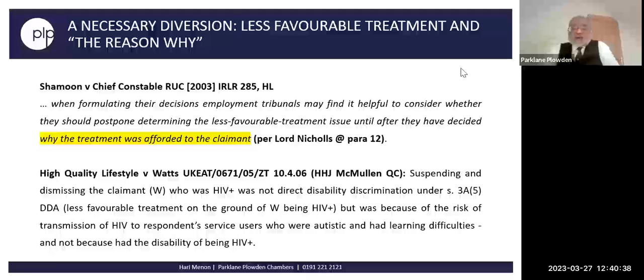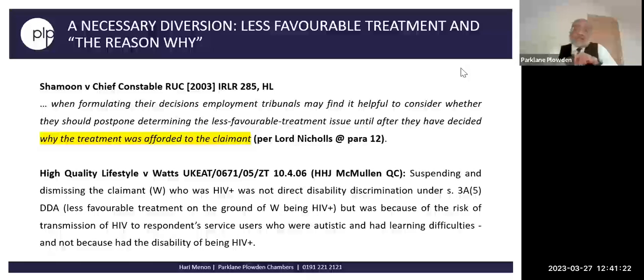The first is a case that all of you will know of, Shamoon against the Chief Constable of the RUC, where the House of Lords said that in the case of direct discrimination, it is better to postpone the issue of less favorable treatment until the tribunal has decided why the treatment was directed at the particular claimant. So the House of Lords said, look at the reason why. Just park the question of less favorable treatment, look at the reason why.